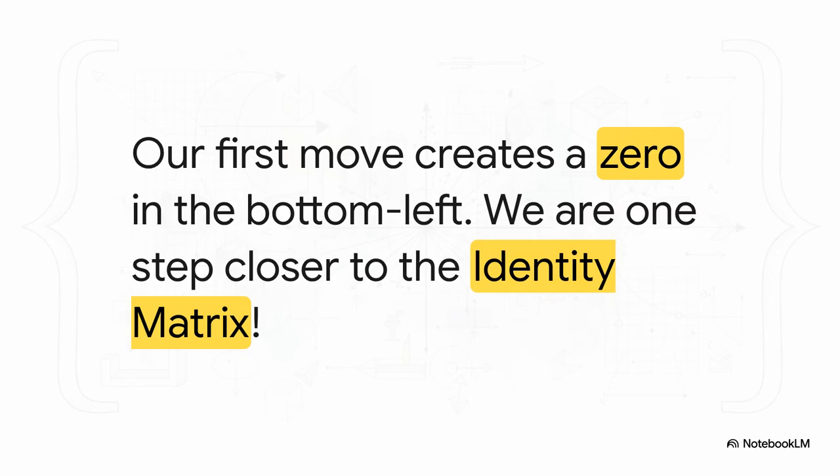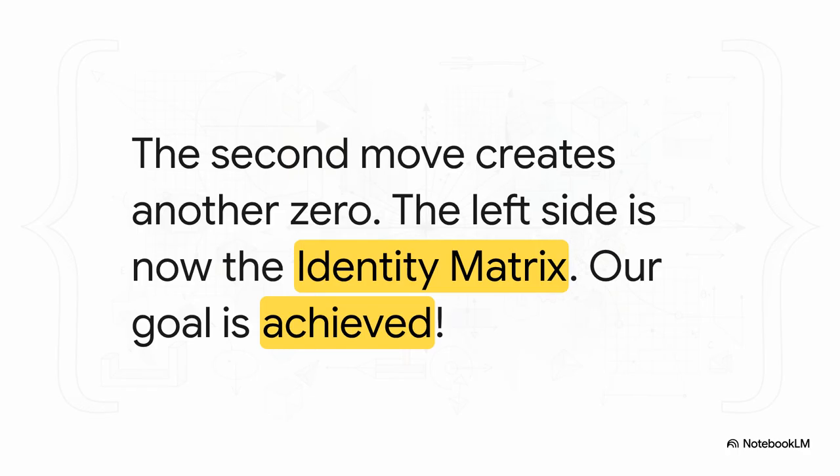How do we do that? We can take the entire second row and subtract 3 times the first row from it. And voila, the 3 becomes a 0. We're one step closer. And notice, super important, whatever you do to the left side, you have to do to the right side too.